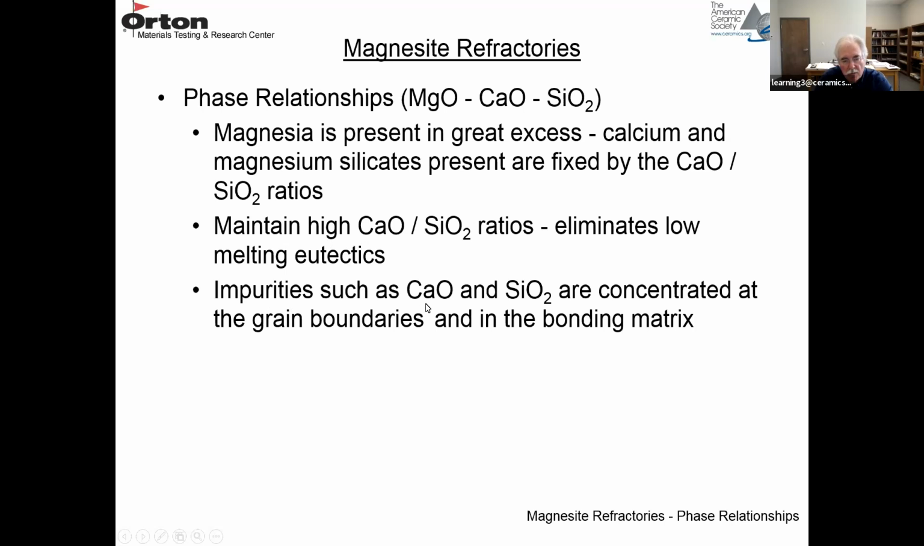These impurities, CaO and SiO2 and the other impurities, are concentrated at the grain boundaries between the MgO crystals, and they're in the bonding matrix between the MgO crystals. So they're there in low quantities, but they're concentrated, and they can form some low melting materials.